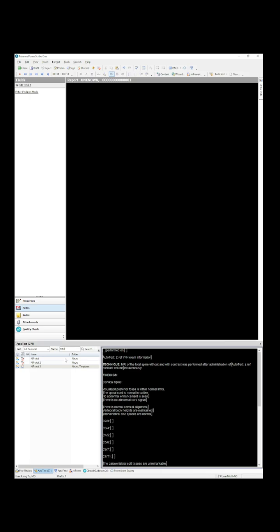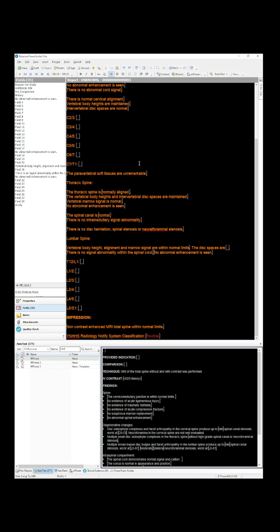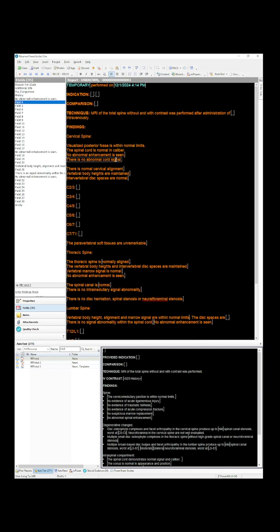Let's see. So this is my template. Basically, instead of breaking up the total spine into three different areas to talk separately about the cervical spine, then the thoracic spine, and then the lumbar spine, I treat the whole spine as a single thing. So in the default template, each section talks about, is there abnormal enhancement here?